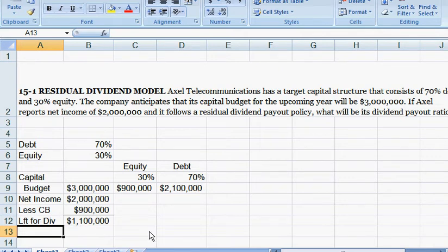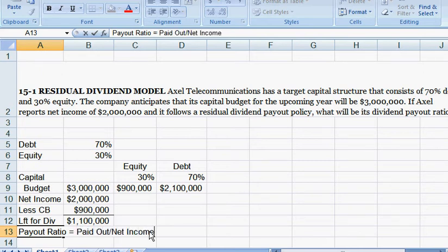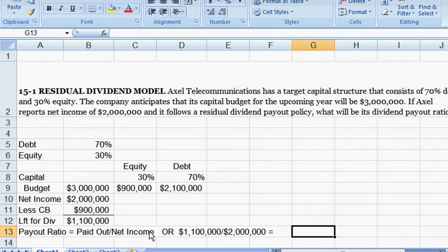And if we wanted to know then what the payout ratio was, that would be equal to the amount paid out over net income, or in this case it would be $1.1 million divided by the $2 million in net income, equal 1.1 divided by the 2, and the dividend payout would be 55% if we did that as a percentage.